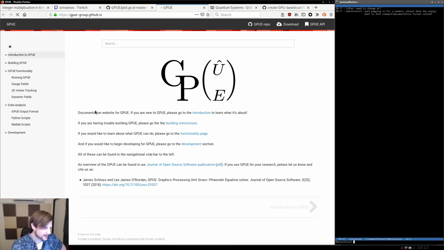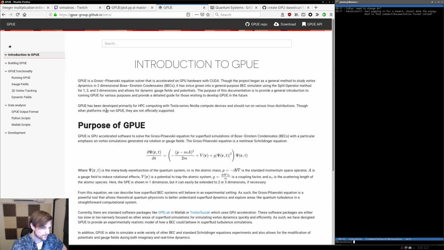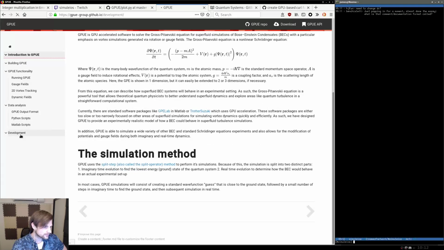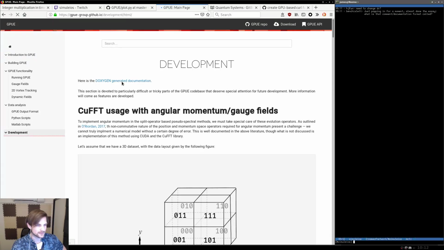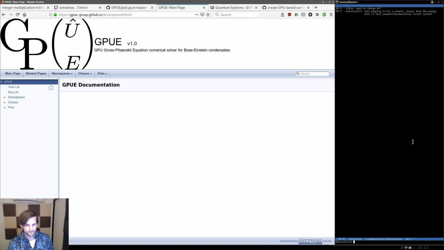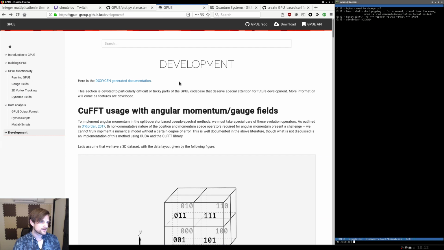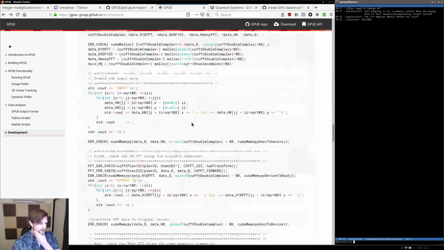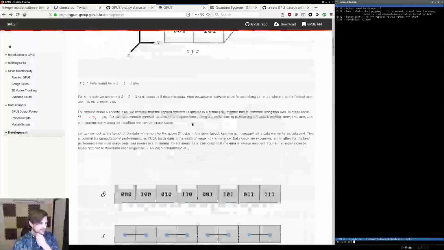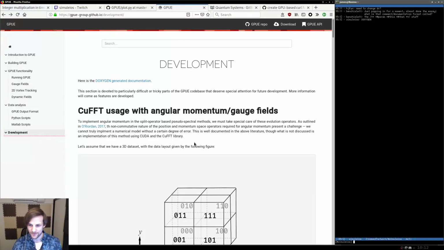Introduction to GPUE. We should have purpose of GPUE. Oh no, it's going to be under development, I believe. And then we have the Doxygen. That's what it's called, Doxygen. Yeah, so this is going to be Doxygen. So we have the documentation here, so you have like all the namespaces and stuff. We just have this defined in such a way. I have a lot of work to do on the documentation, no doubt, but that's okay.